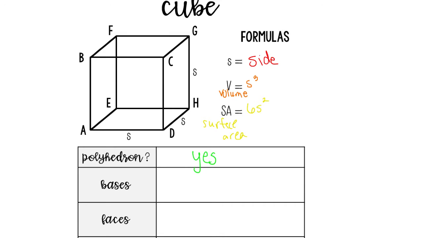What's an example of a base, you say? Well, these are squares, so we'll use this parallelogram quadrilateral symbol. And one base is the top of the cube, B, F, G, C. Another one, just for fun, we could use the bottom. A, D, H, E is another base.